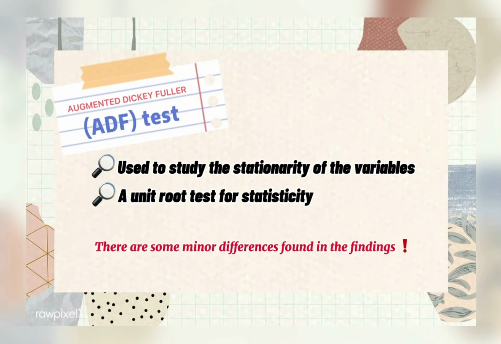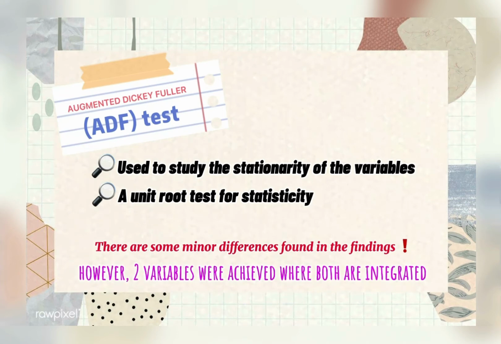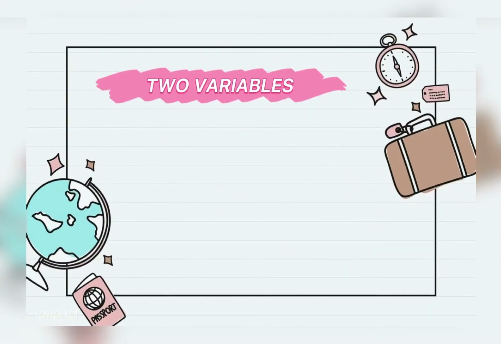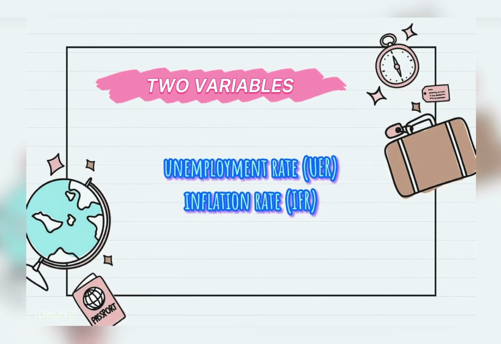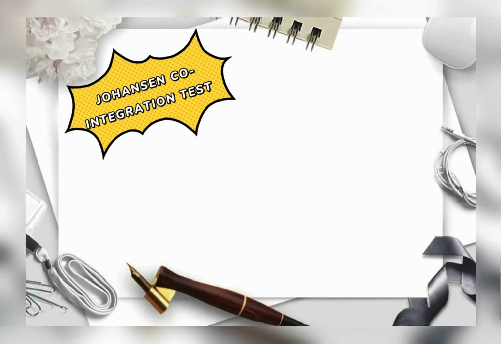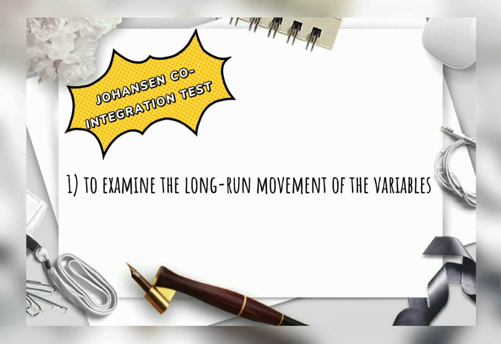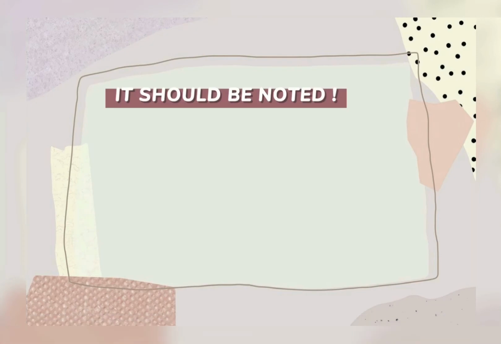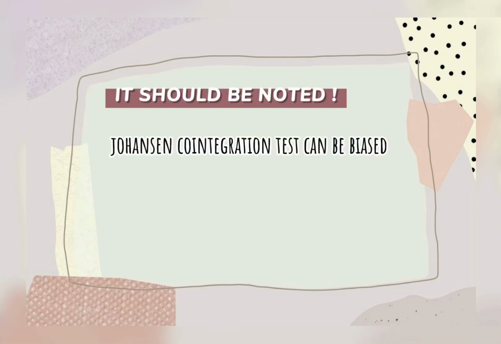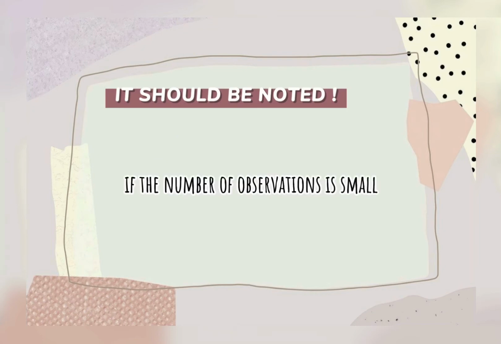There are some minor differences found in the findings, but 2 variables were achieved where both of the variables are integrated. These are the 2 variables: unemployment rate UER and inflation rate IFR. In the second stage, the Johansen co-integration test was used to examine the long-run movement of the variables. It should be noted that the Johansen co-integration test can also be biased if the number of observations is small.